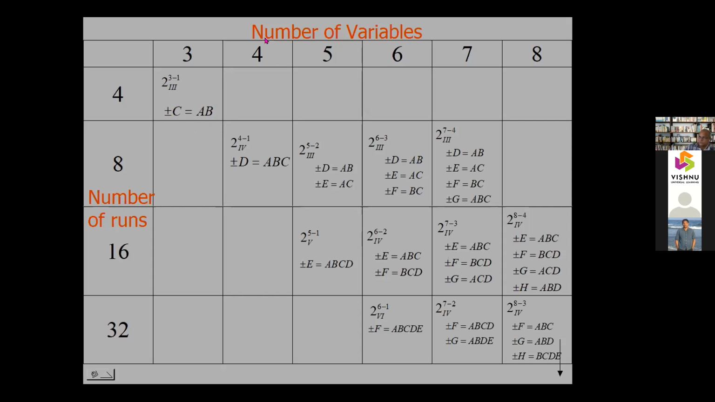Then with 4 factors, D equal to ABC. So that means the effect of D and the interaction ABC are aliased. We cannot distinguish whether, if you get D significant, it is because D is significant or ABC is significant. So it's a resolution 4. 1 and 3 are aliased.